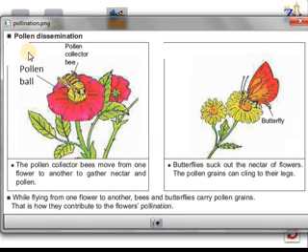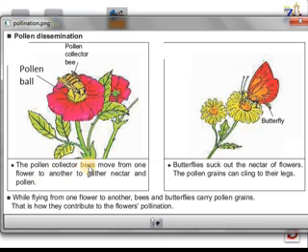Document 1, we see here a title, Pollen Dissemination. Dissemination means distribution. Pollen dissemination means pollen distribution. We have here this figure that shows a flower and a bee standing on it, and another figure where a flower and a butterfly standing on it. Let's see what they are doing.